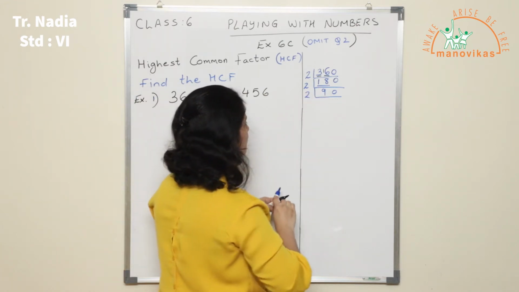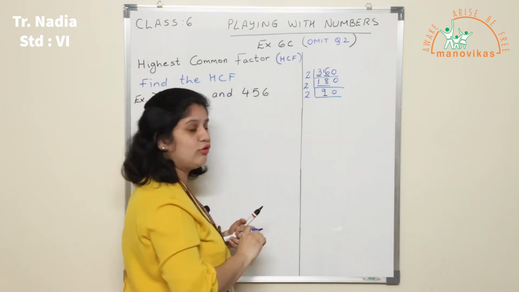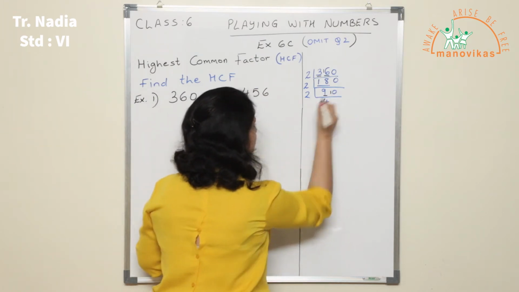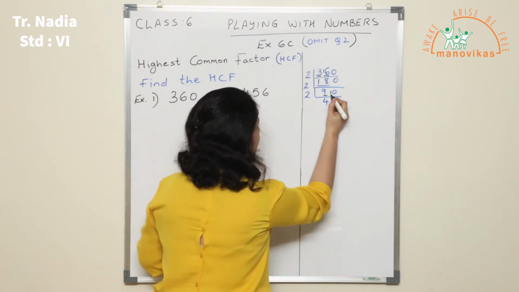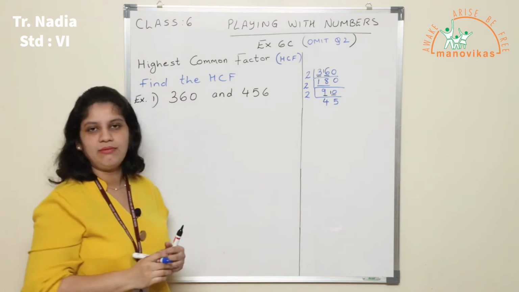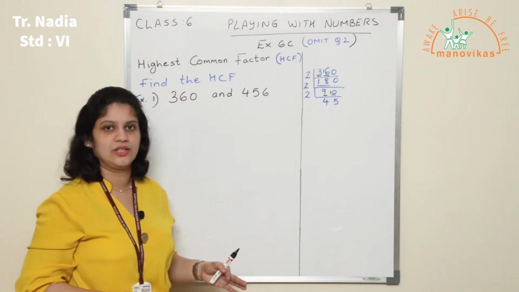2 closest to 9 is what in the 2 table? 2 4s are 8. The extra 1, let it go to the next digit. The next digit becomes 10. So 2 5s are 10. Now the number has become 45. I can no longer use the 2 table.